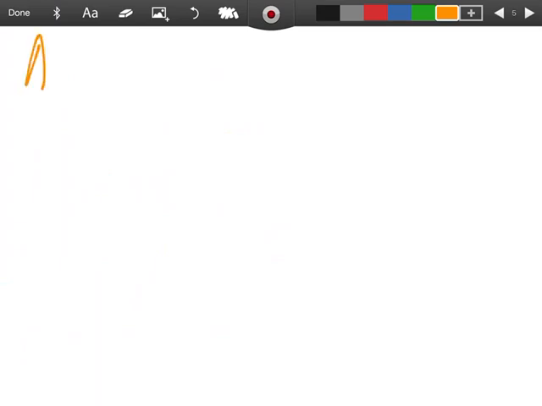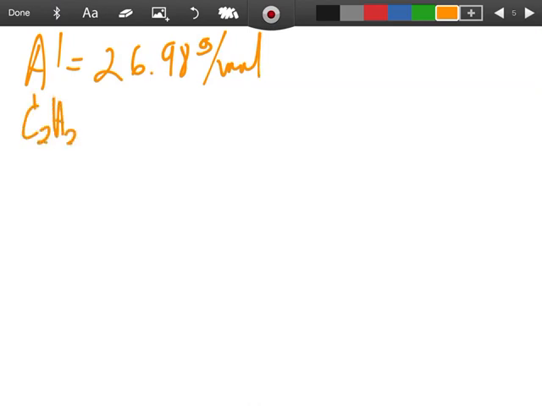So for example, the aluminum has an atomic weight of 26.98 grams over mole. It's pretty obvious that we're going to use this information, and I know also that C2H2 has a molecular weight of 26 grams over mole. It's a coincidence that numbers are similar. Believe me, I was not willing for this when I was performing this exercise.